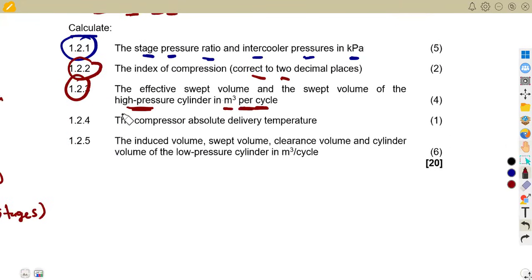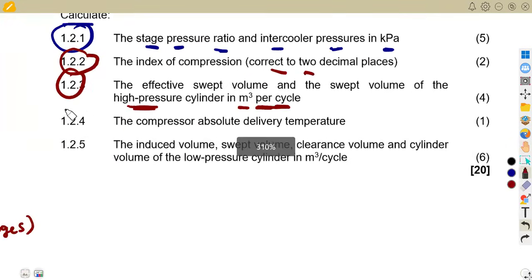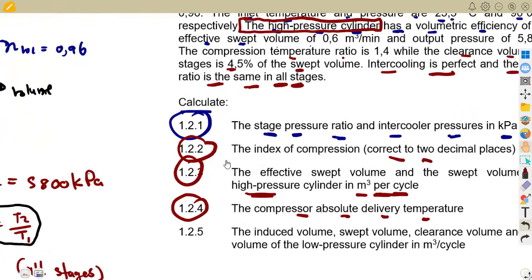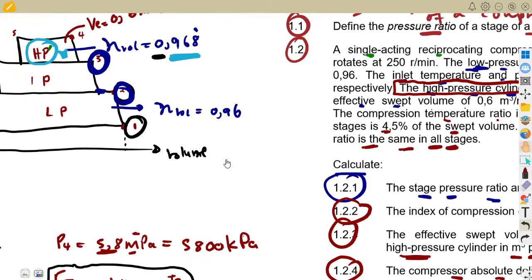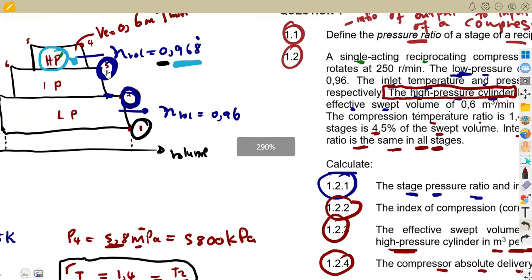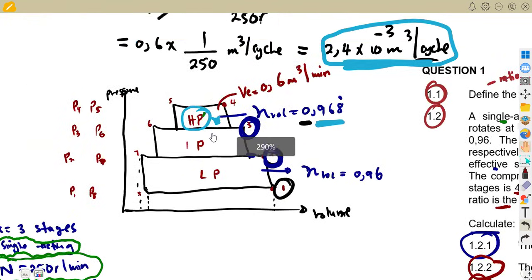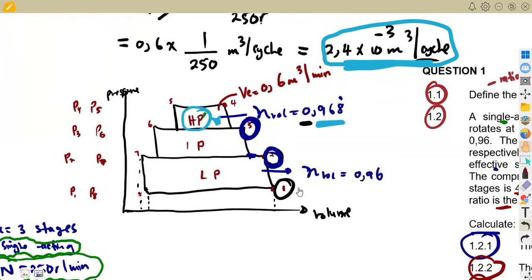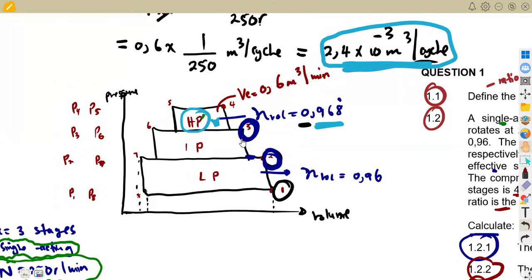All right, then this one, they need 1.24, the compressor absolute delivery temperature. Absolute, which means we're now talking about the whole of it at the end, which is our T4. Remember, this is the last temperature there at the end. At the deliver, there's T4. So we have got the inlet and also the deliver of the whole compressor.